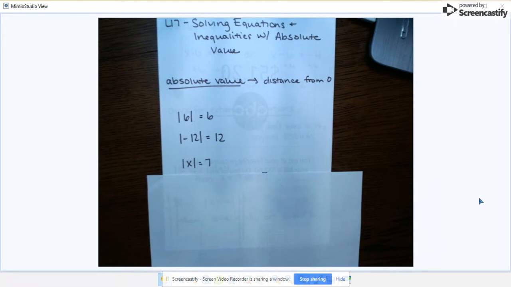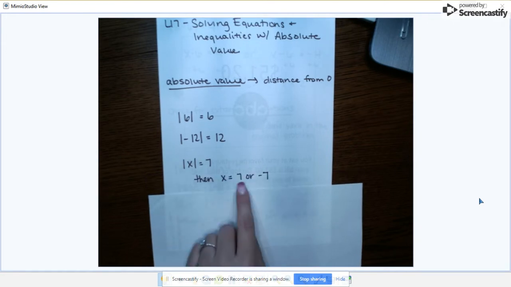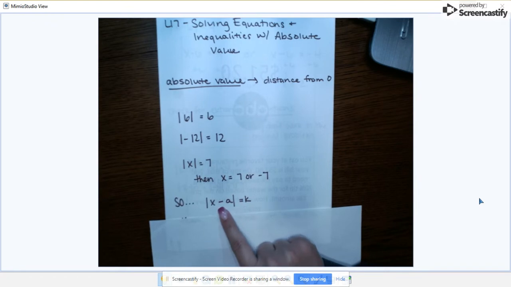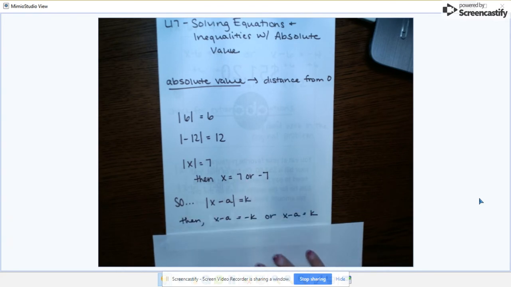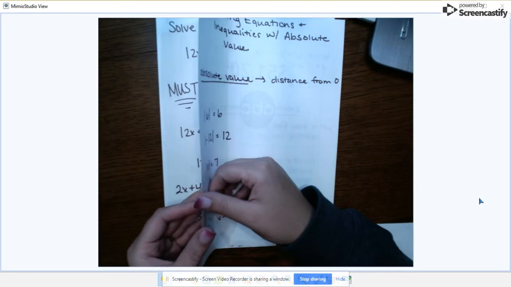And then we can have the absolute value of a variable equaling a number. So if the absolute value of x is equal to 7, my x value could be positive 7 or it could be negative 7, because the absolute value of 7 is 7, and the absolute value of negative 7 is 7. That leads us to a really general rule. We can get more complicated statements inside our absolute value, but we'll always have two types of answers. Since my answer can be both positive or negative, I have x minus a equals negative k, or x minus a equals positive k. So these are our two rules that we will use when we go to solve these equations. So let's look at an example.